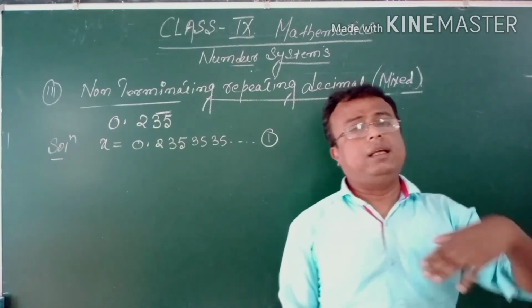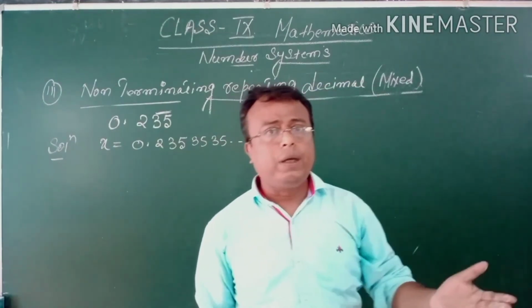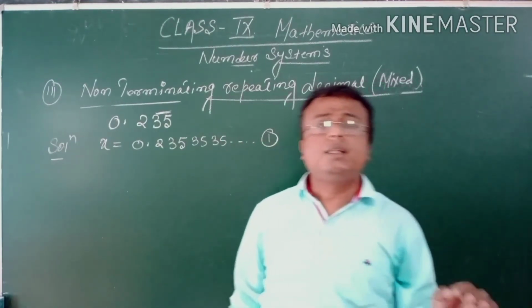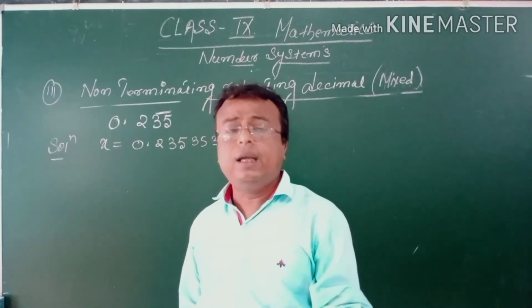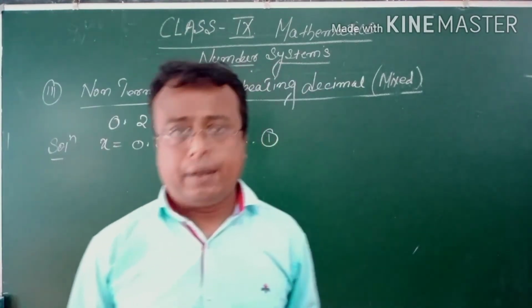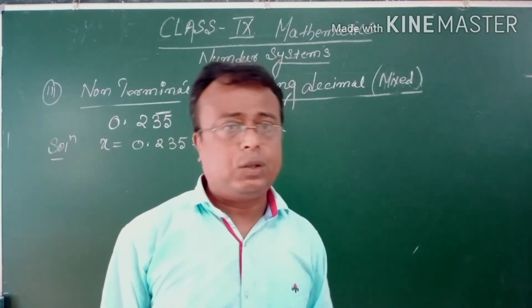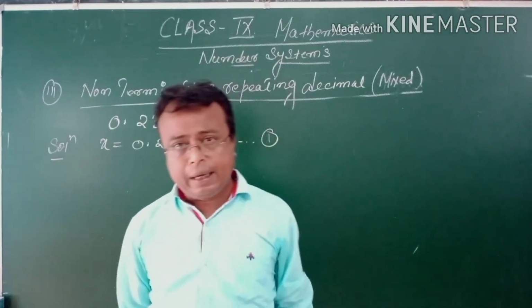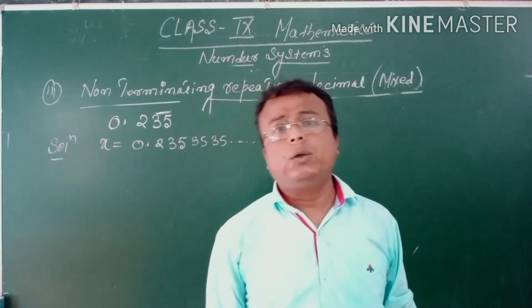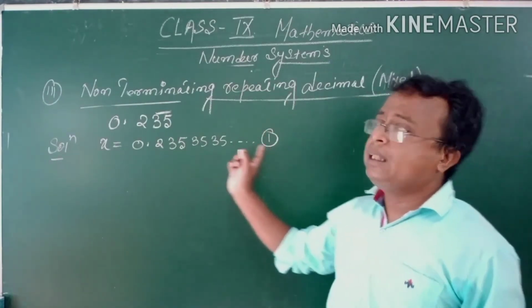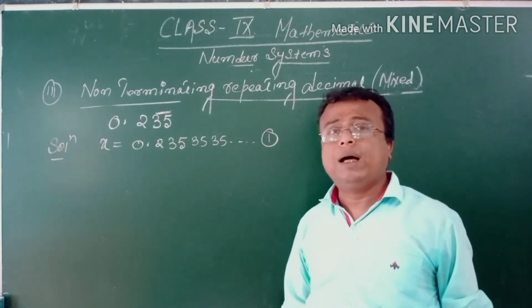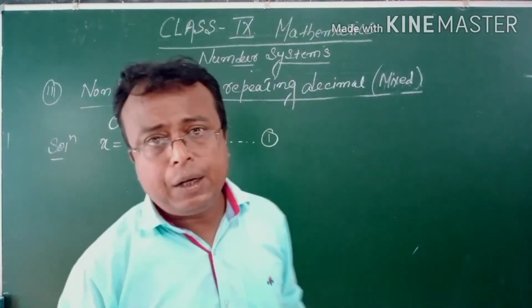In our earlier topic we have learned how many digits are repeating. Now here you see how many digits are not repeating. Here only one digit is not repeating, that is 2. That 2 is not repeating again and again. So that's why you just multiply equation number 1 by 10. Is it clear to you?